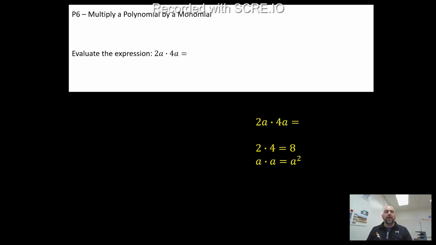Now that we have done our coefficients together and we've combined our variables, we can put this together back into its own term. Okay? Now, this is something that we can only do when we have just two terms multiplied together. But when we do this, we're going to get a term of 8a squared. Okay, so 2a times 4a gives us 8a squared, and this becomes our simplified term based on this multiplication statement.